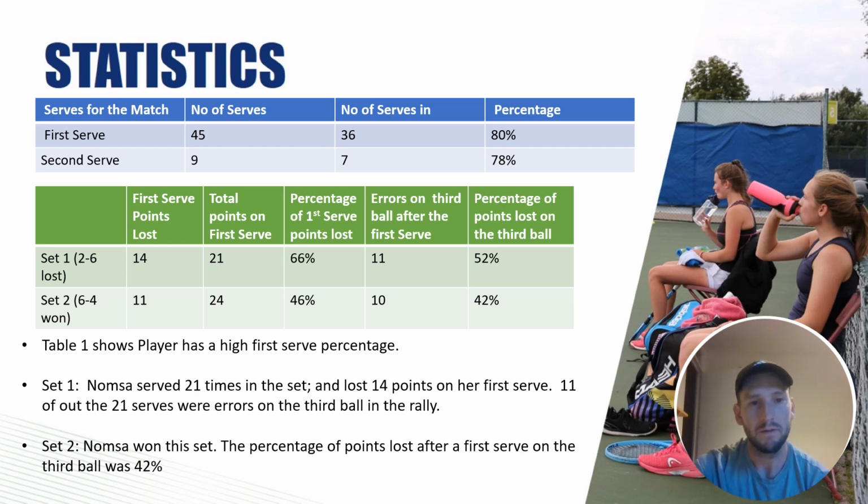In set 1, Nomsa served 21 times in the set and lost 14 points on her first serve. 11 out of the 21 serves were errors on the third ball in the rally. That made her 52% of the time losing the point on the third shot of the rally. In set 2, Nomsa won this set, but the percentage of points lost after the first serve on the third ball was still quite high at 42%.